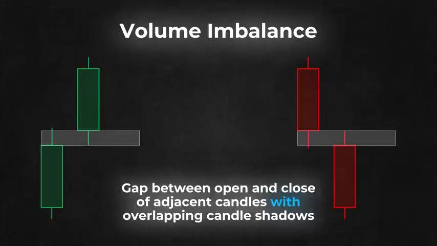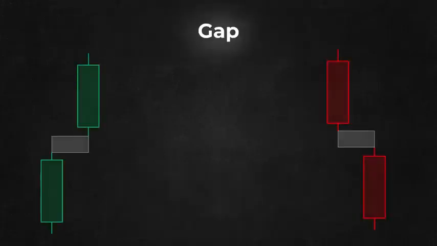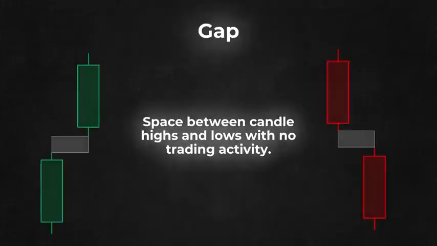A gap occurs when there is a space between highs and lows of adjacent candles, meaning there is no trading activity between the high of the first candle and the low of the second candle in the case of a bullish gap, or the low of the first candle and the high of the second candle in the case of a bearish gap.